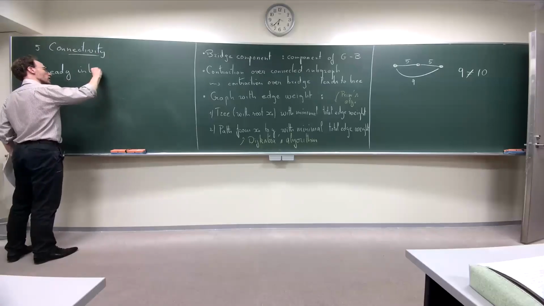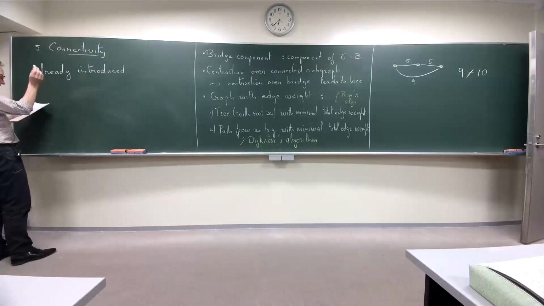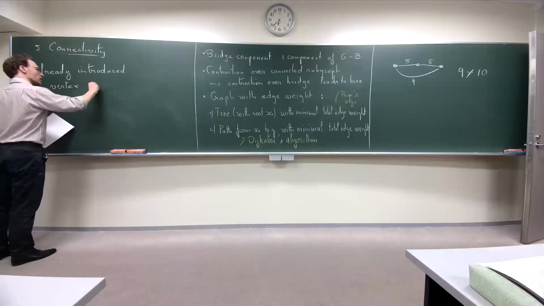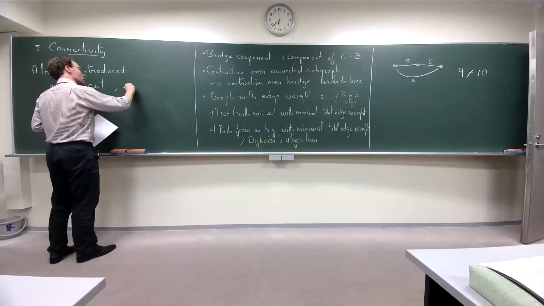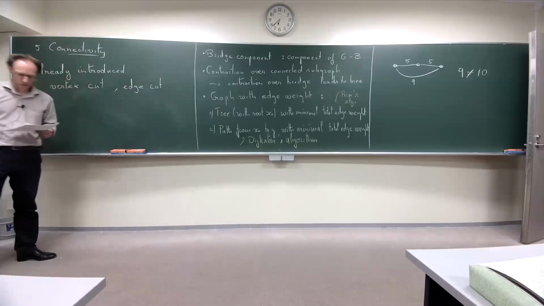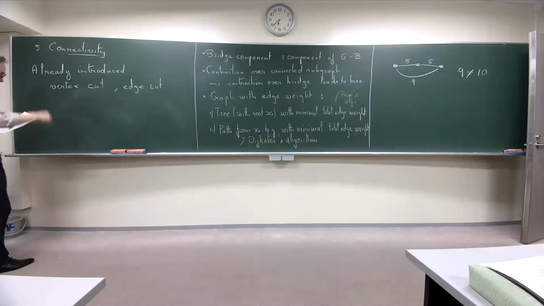I just recall the names. We have introduced the notion of vertex cut and edge cut. So it was in chapter 2. What we do tonight is again related to this. You can check what was the meaning.